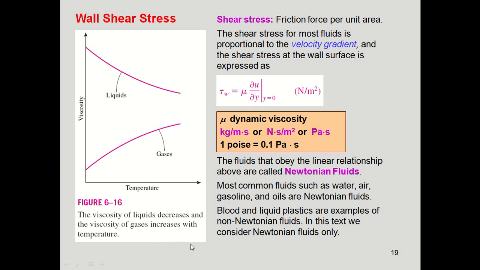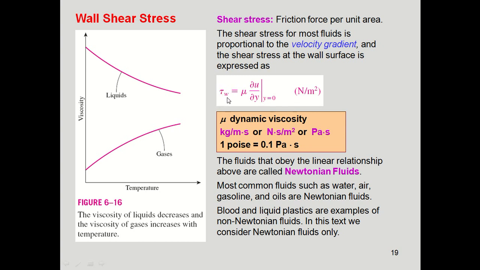Now this is wall shear stress. Shear stress means the friction force per unit area. The shear stress for most fluids is proportional to the velocity gradient, and the shear stress at the wall surface is expressed as follows. This is the formula to find the shear stress.